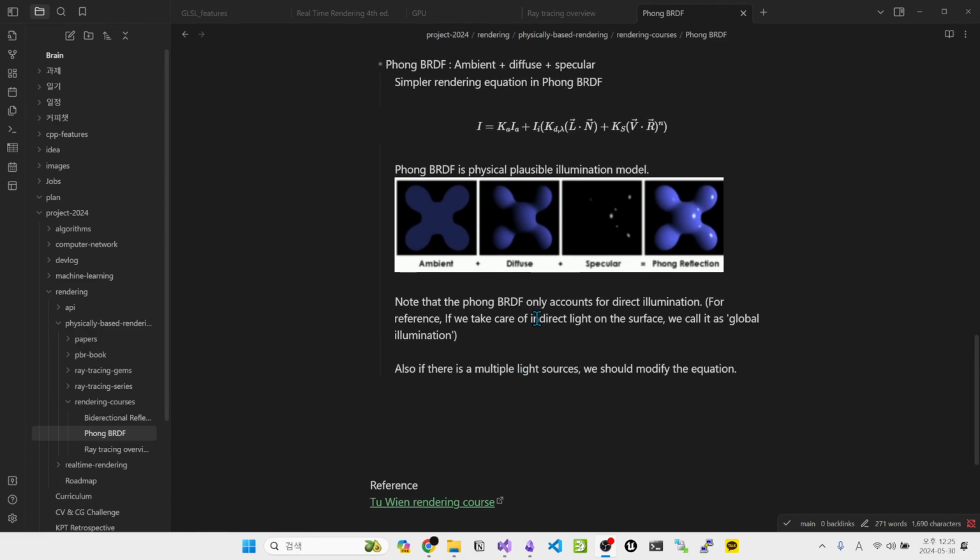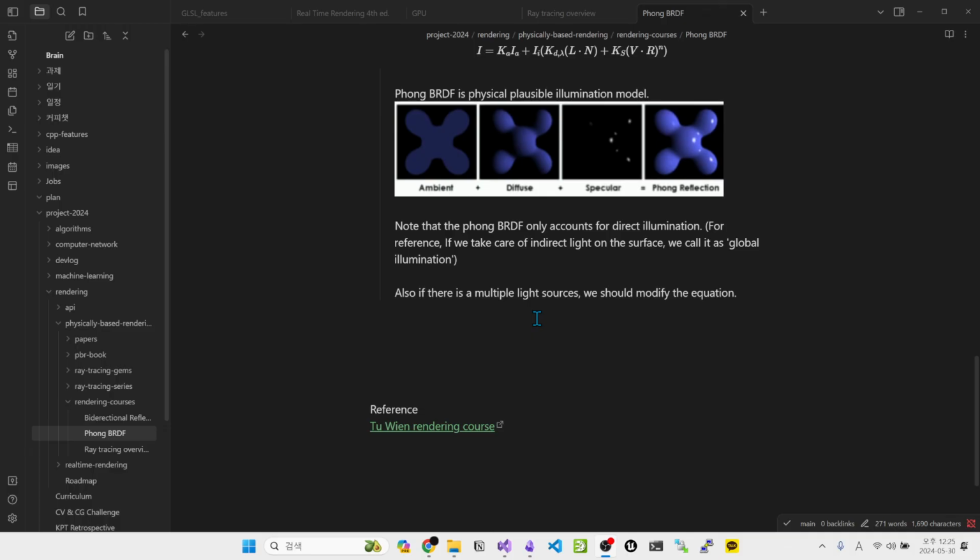And this image shows the Phong BRDF result. The Phong BRDF only accounts for the direct illumination. On the other hand, if we take indirect light on the surface, we can call it global illumination, which I am interested in implementing in my application in the real-time sense.